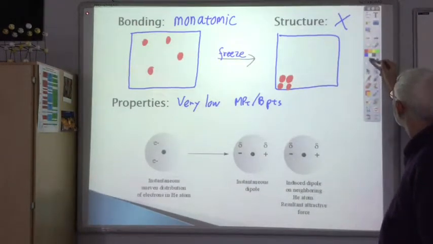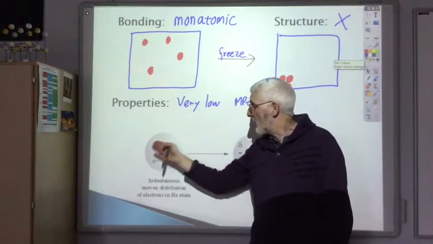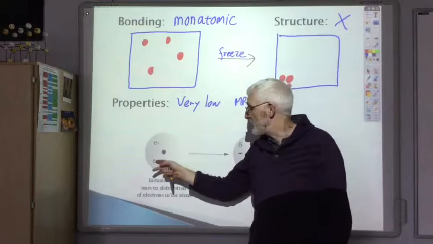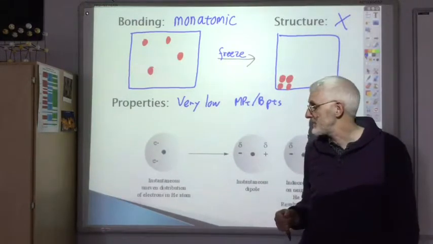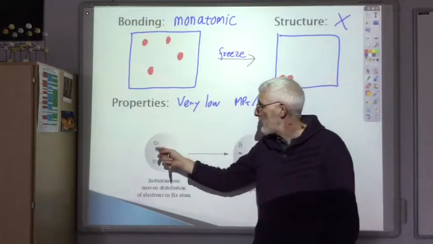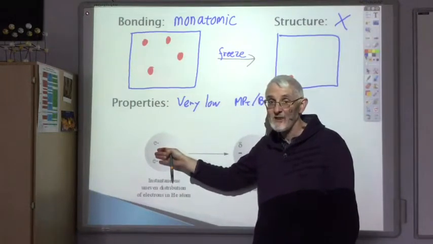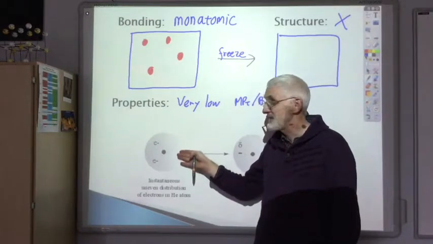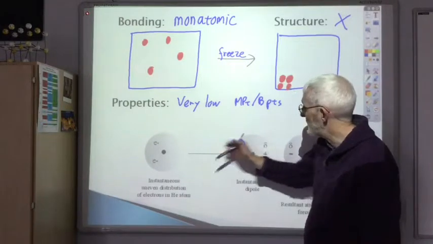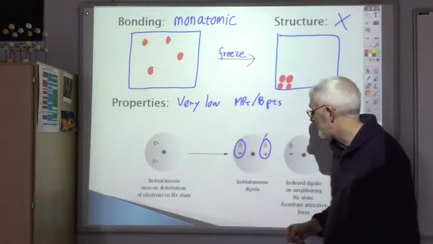So let's remind you how London dispersion forces arise. Well, the electrons orbiting the nucleus of an atom are always on the move. Here we've got 2 electrons, so presumably it's a helium nucleus. If we could freeze it instantaneously in time, at some stages both electrons might be over the same side of the atom, making this side of the atom slightly negatively charged, and this side with no electrons slightly positively charged. So we give it the symbol delta minus on the left hand side of the atom and delta plus on the right hand side of the atom.